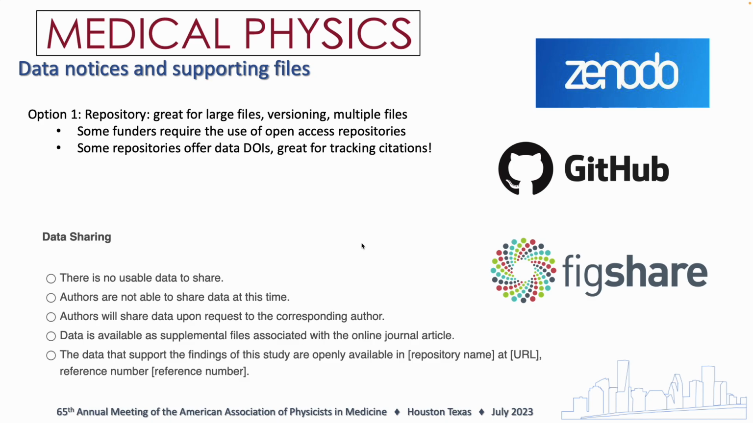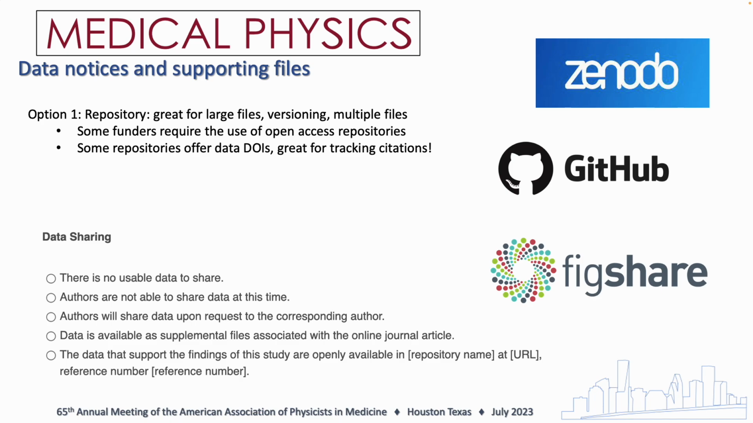So one option, if your funder does require that you have open data and you have really large packages, is to put those in a repository. Repositories are a great tool. They will come with their own DOI, and that way you can track citations of other people using your data. Some examples of really great repositories that the NIH recommends are Zenodo, GitHub, and Figshare. Again, your funder may require you to use an institutional or a specific repository, so check with your grant just to see what type of repository or versioning they require for your data.